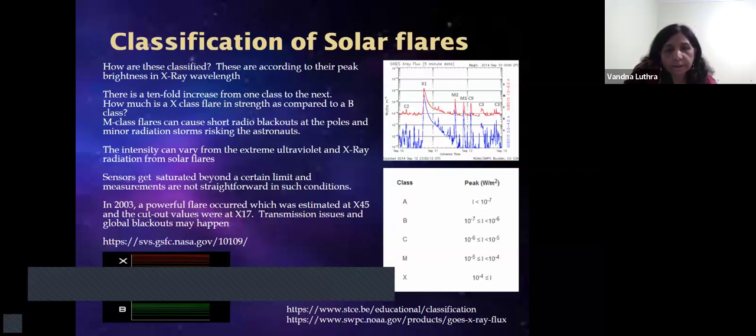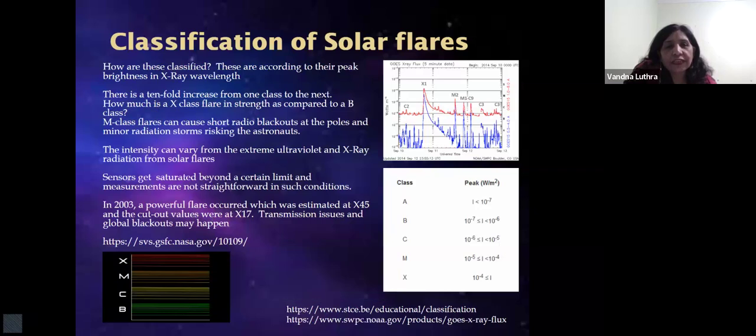equal to X1. So my question to everyone would be, if there is a 10-fold increase from one class to another as we are moving from B to X type of flares, how much is an X class flare in strength as compared to a B class flare? So I would request everyone to write the answer in the chat so that we can proceed further from there.